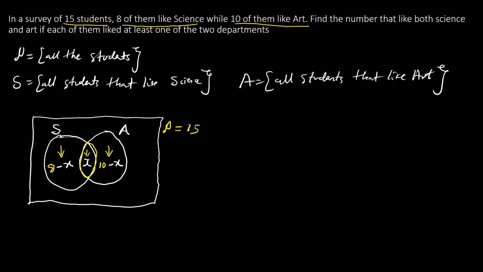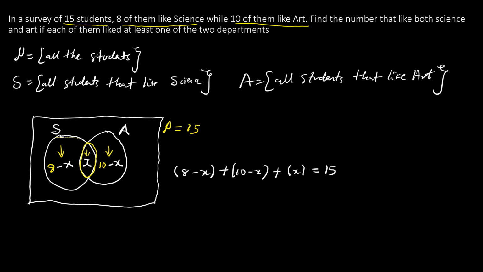Now let's go back to the question. We were given that the universal set equals 15, which is the number of students that the survey was conducted on. So if you add the number of students that like only science plus the number of students that like only art plus the number of students that like both science and art, we are supposed to arrive at 15. So the number of students that liked only science is 8 minus x, plus the number of students that liked only art, 10 minus x, plus the number of students that liked both science and art, that is x, and the answer must be equal to 15.